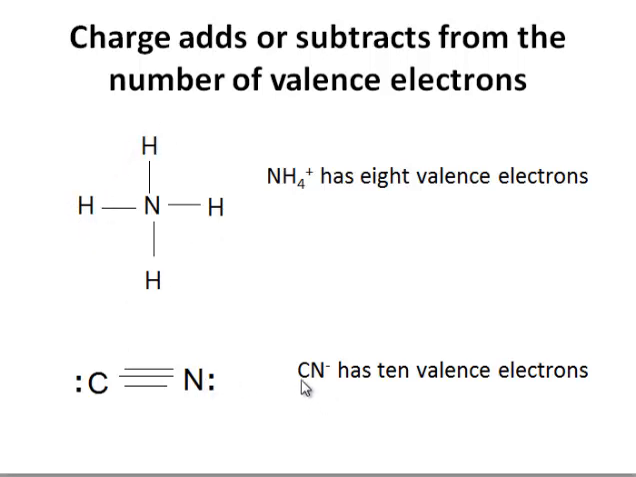The cyanide polyatomic ion has two atoms, carbon and nitrogen stuck together, and has a negative charge and 10 valence electrons.